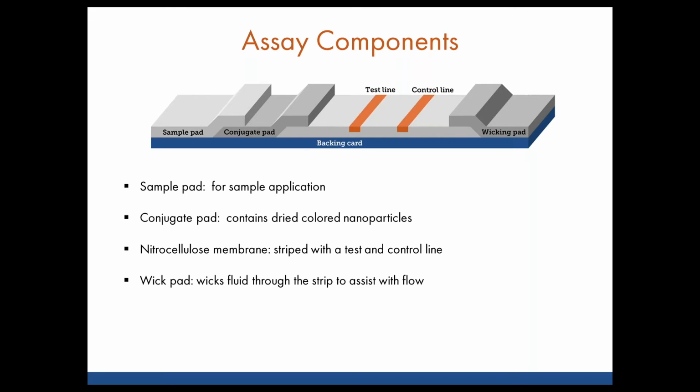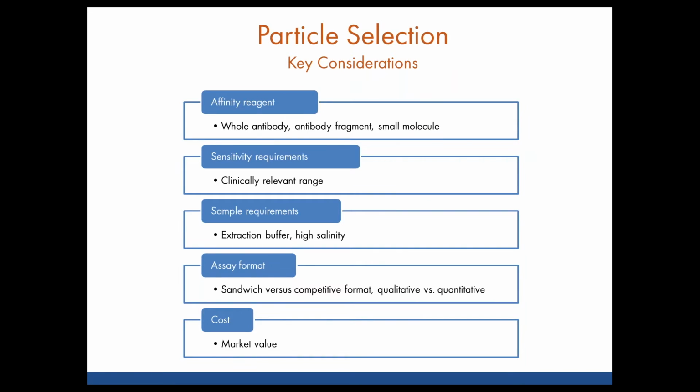lateral flow assay. One critical assay component is the particle or probe, which is conjugated to the detector antibody. It's the probe that gives rise to the colored response of the test and control lines. When choosing a particle, one of the first things to consider is what type of affinity reagent you'll be conjugating. Passive conjugation methods work well for conjugation to whole antibodies, whereas covalent conjugation methods can be used for conjugation to whole antibodies, antibody fragments, and small molecules.